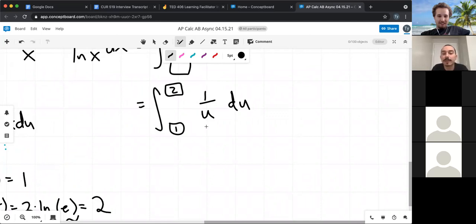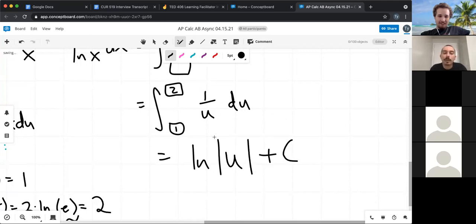So from here, right? You said natural log of x. We need to take an antiderivative, which would be, it's almost the natural log of x. It's natural log of the absolute value of u, right? We're dealing with u, and we need those absolute value signs.